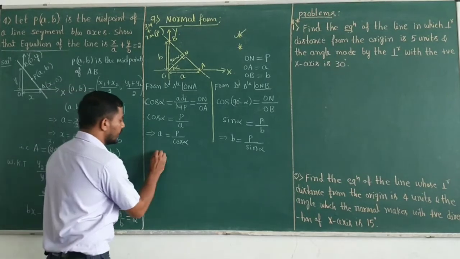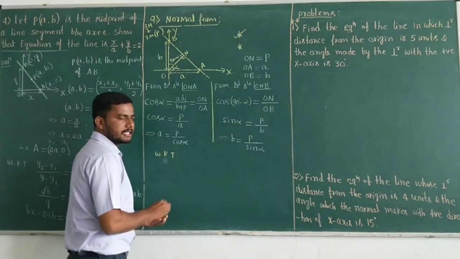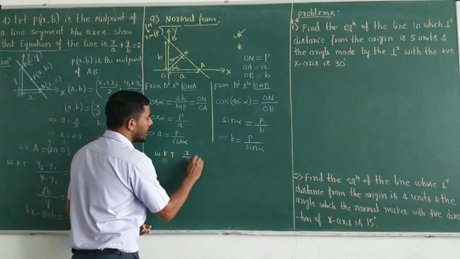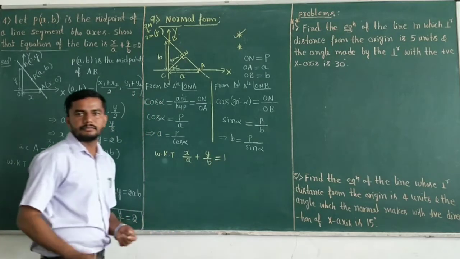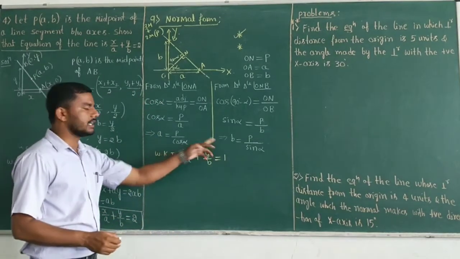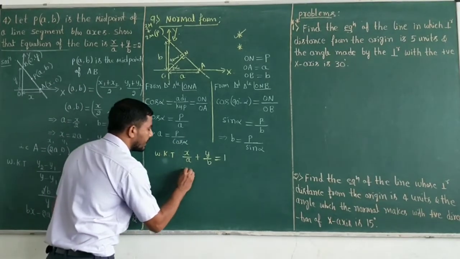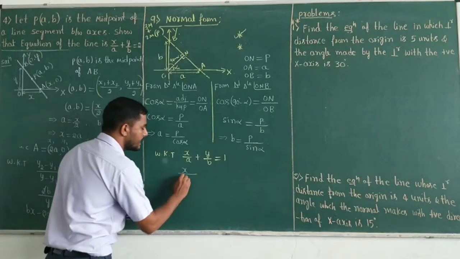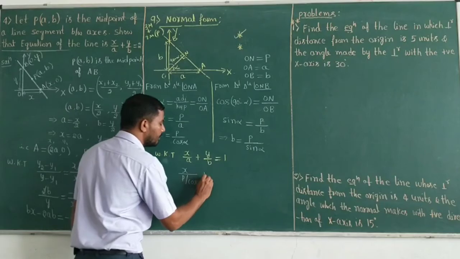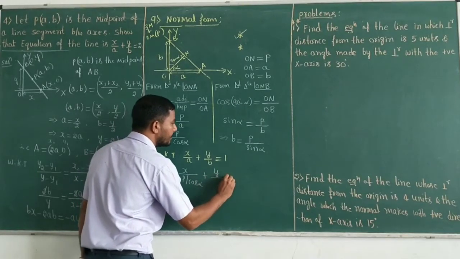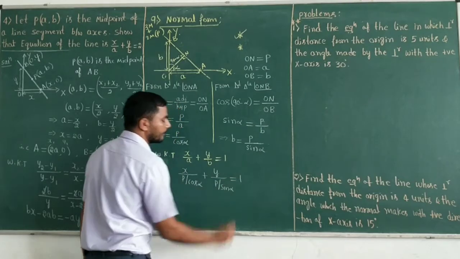So we know the intercept form. Intercept form is nothing but x divided by A plus y divided by B is equal to 1. Here we know the values of A and B. Substitute the values: x divided by A, where A is nothing but P by cos alpha, plus y divided by B, where B is nothing but P divided by sin alpha, is equal to 1.